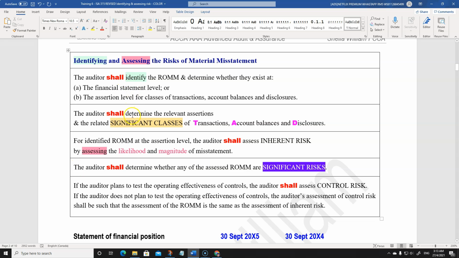Now let's have a look at the second one. The second one, they include these words, significant classes of transactions, account balances and disclosures, and that's a new phrase brought in by the revised standard. So what can be significant classes of these transactions? Now, significant classes of transactions simply means that one or more assertions in that financial statement item could be misstated.